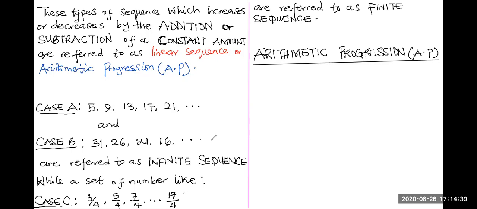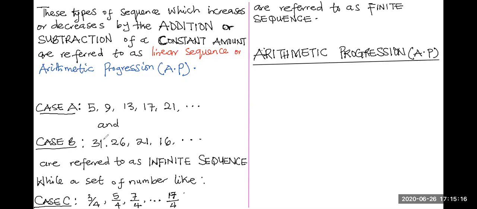Finite sequence. All right. Now we come to arithmetic progression. Having understood what an arithmetic progression is, that these are sequences of numbers which increase or decrease by the addition of a constant amount. Now, that constant amount is what we call the common difference, because it's a difference common to all the family members. Example, 9 minus 5 is 4. It's also common to 13 minus 9, which is 4. Also common to 17 minus 13.